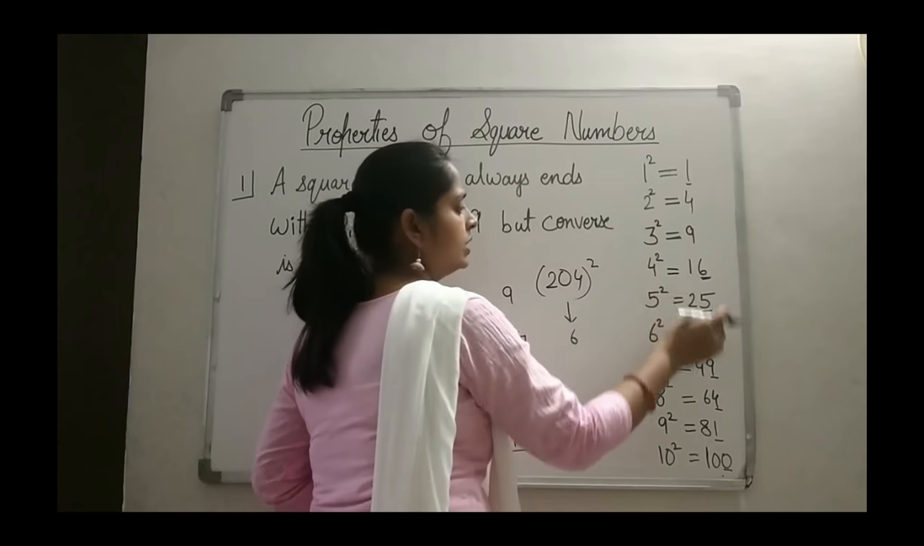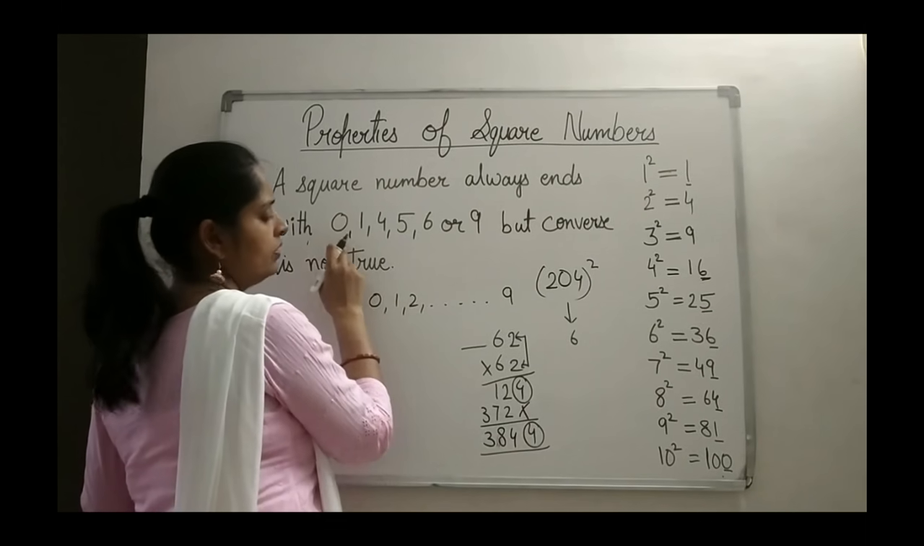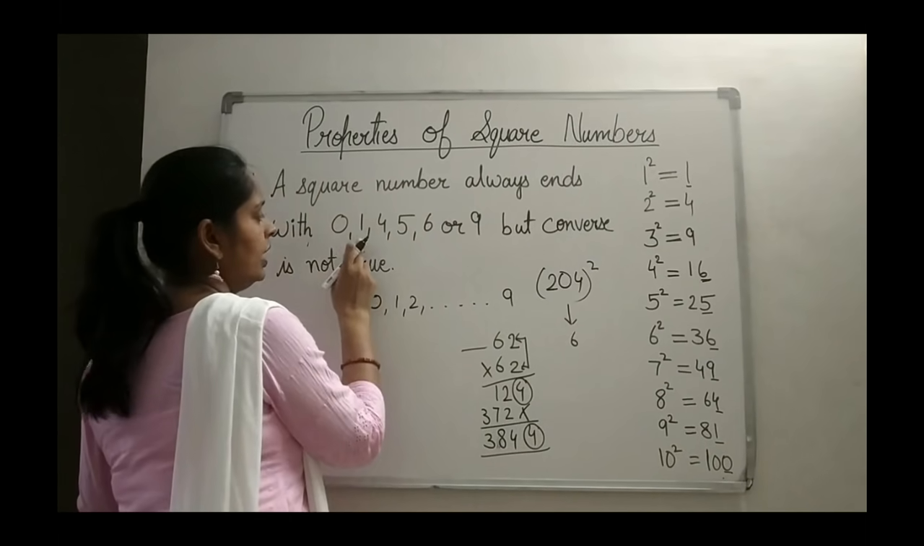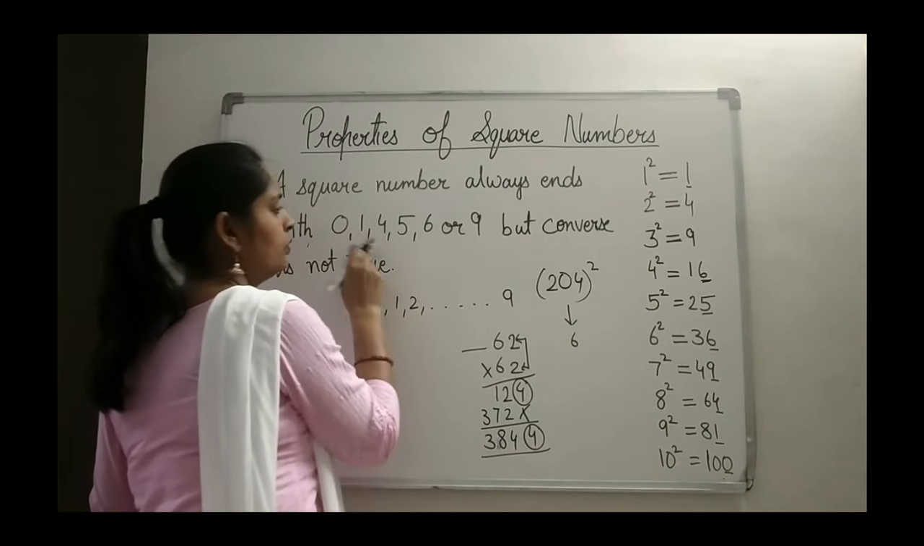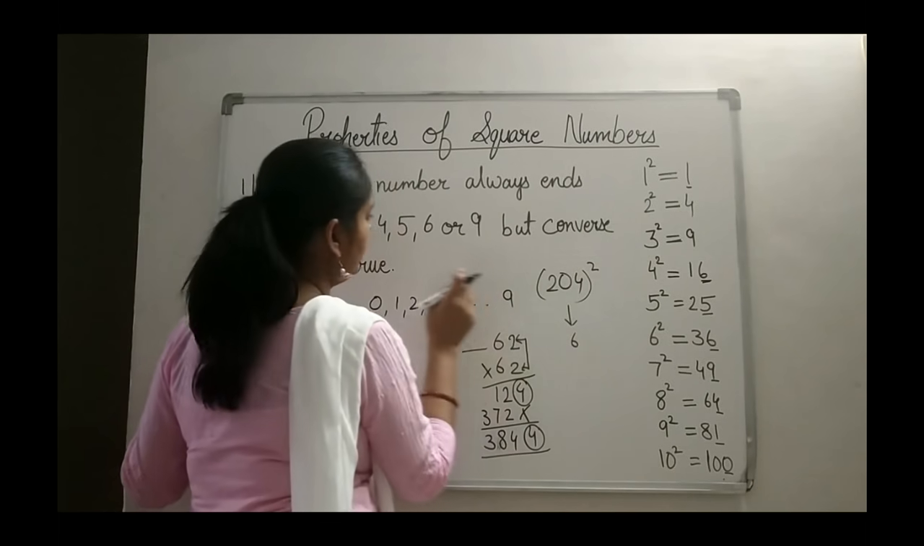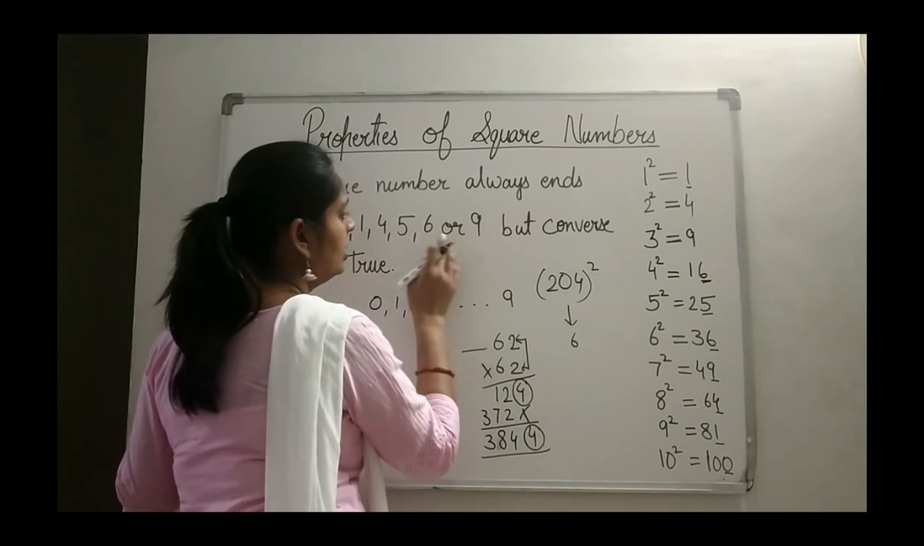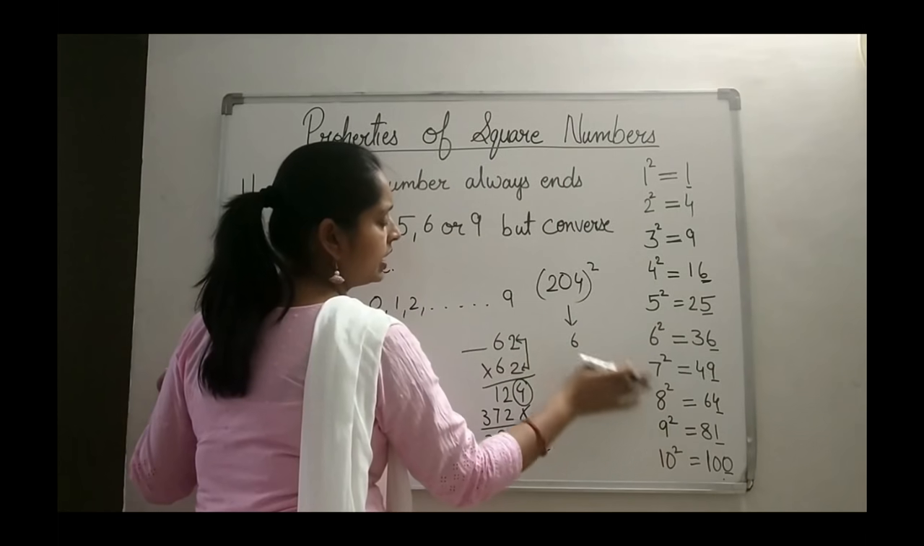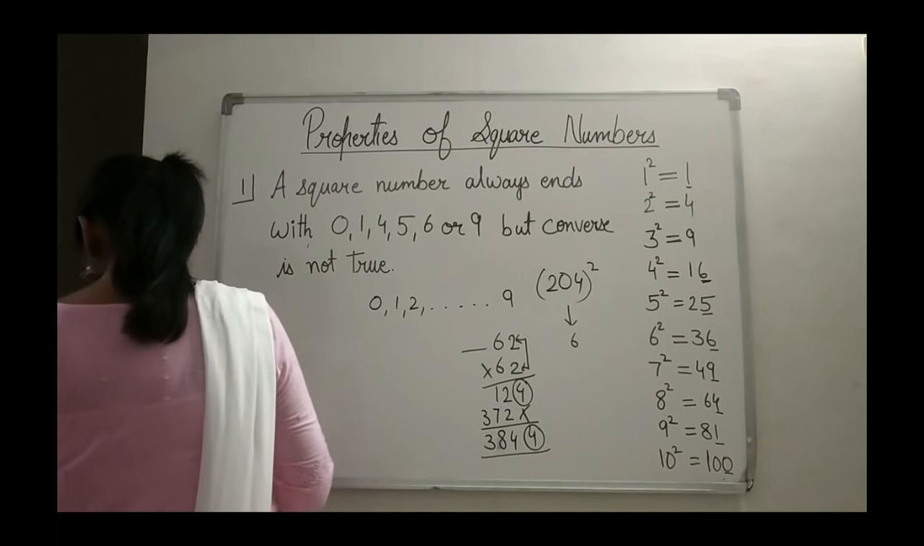Okay, so these are the digits. You can see what numbers we have. 0 is here. Then 1 is here. 4 is here. 5 is here. 6 and 9, you can see 6 and 9. No other digits you can see here.